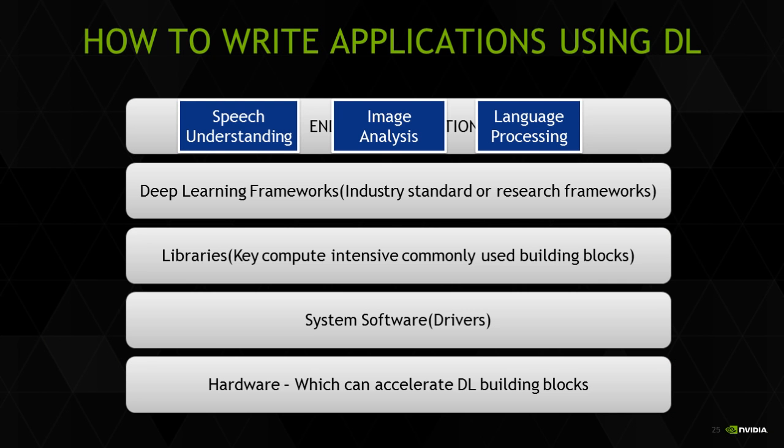The hardware and software stack for deep learning applications is that we need hardware on which we can accelerate the computationally expensive deep learning building blocks. We need system software drivers for that hardware. We need libraries which harness that hardware acceleration for the most computationally intensive parts of the process, and we need programming frameworks which make it easy to build deep neural networks and manage your data and manage this training process. And then finally, on top of that, we can build actual domain applications like speech understanding, image analysis, or language processing.